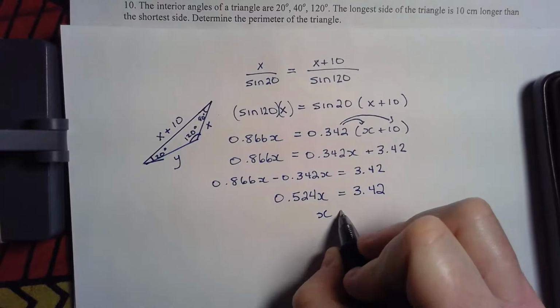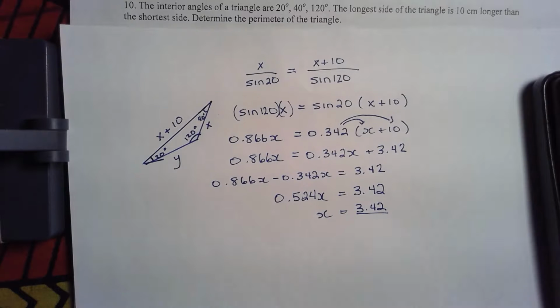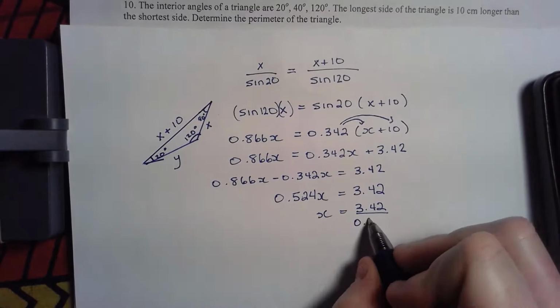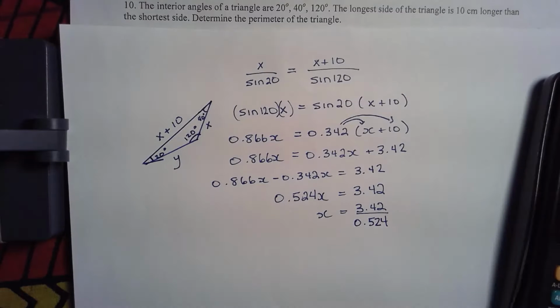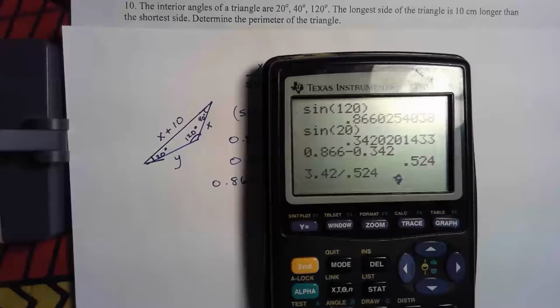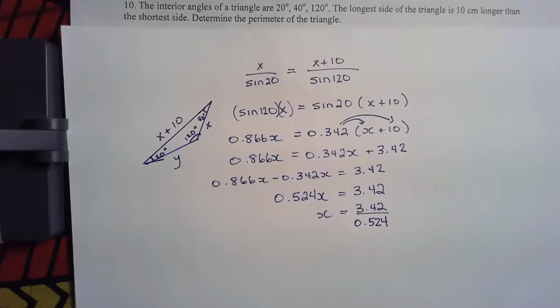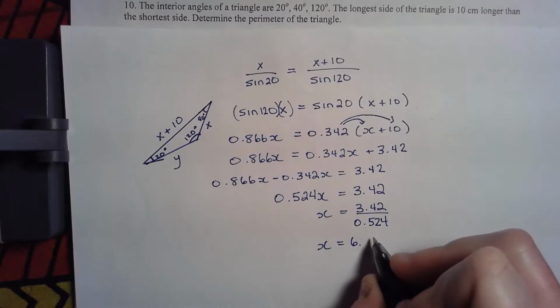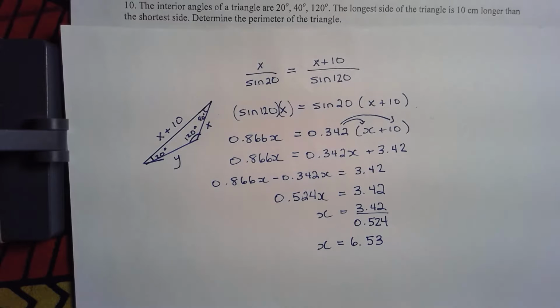And then I can bring the 0.524 over to the other side. When I do so, it was being multiplied by x, so now it's going to be divided. So I have 3.42 divided by 0.524. I plug that into my calculator, and I get 6.527. So x is equal to 6.53. So that's my shortest side.